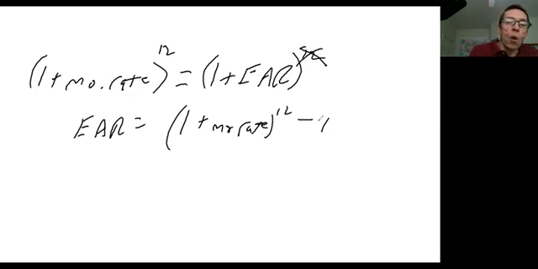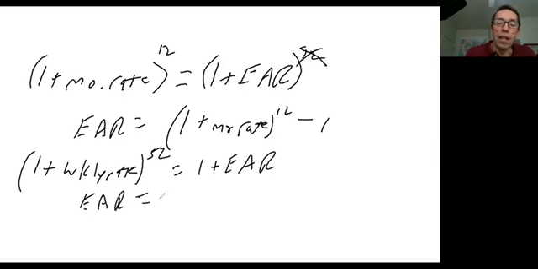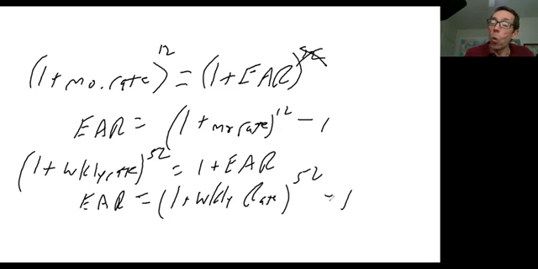Then you would say 1 plus the weekly rate, if I've got weekly compounding, 1 plus the weekly rate raised to the 52nd power, because there are 52 weeks in a year, equals 1 plus the EAR. Okay, and if I just want to get the EAR by itself, I say the EAR, if I have weekly compounding, is equal to 1 plus the weekly rate raised to the 52nd power minus 1.